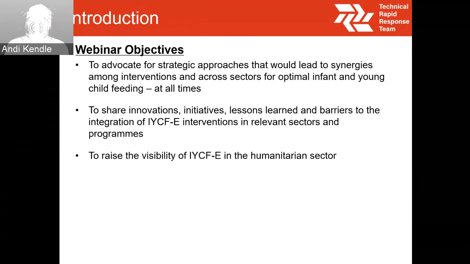Just as we talk about gender and it being mainstreamed, perhaps we need to be talking about IYCF-E and mainstreaming it as well. The last objective is really to raise the visibility of IYCF-E in the humanitarian sector, not just in nutrition, but across the sectors, across the humanitarian sector.